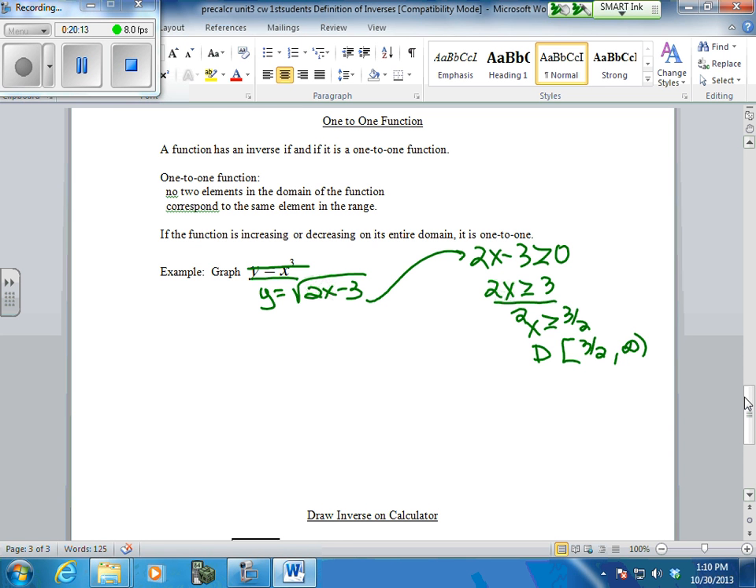So why don't you put this in your calculator for us? See if we can sketch this. Put it in your y equals, this original one that I changed for you. Put it in your calculator.